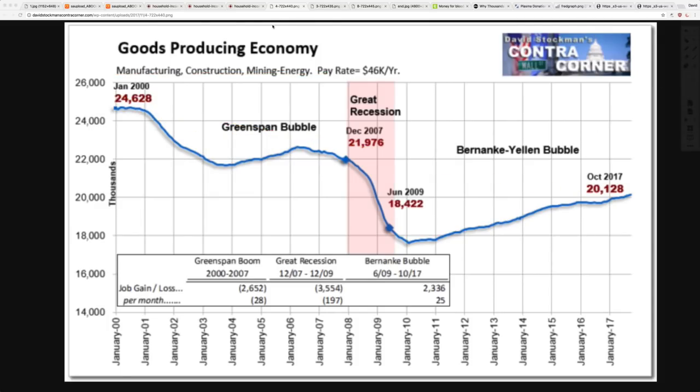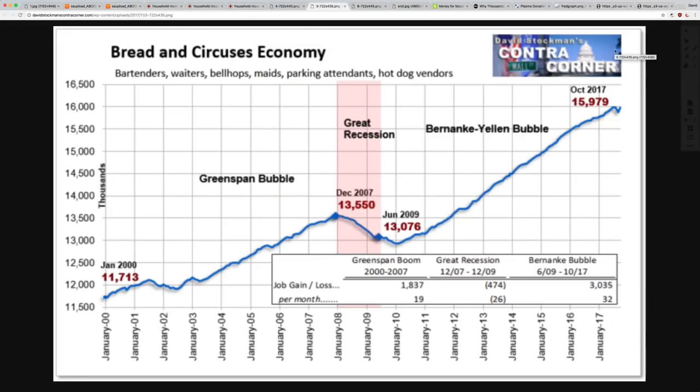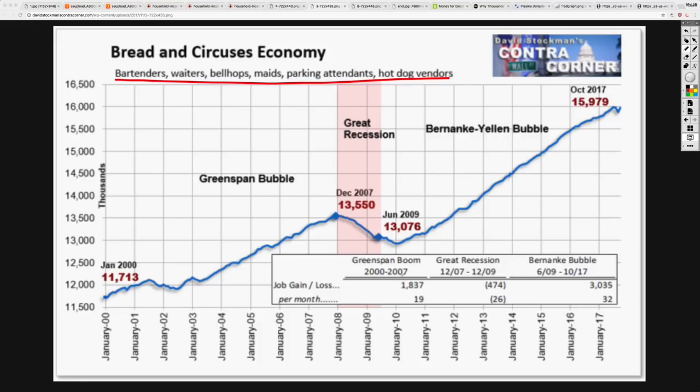All right. Now, when we look at different sectors here, bread and circuses economy. Bartenders, waiters, bellhops, maids, parking attendants, hot dog vendors. This has increased dramatically in comparison anyway. And while there was some level of decline, it seemingly did not change as much as, let's say, manufacturing, for example. So that's not a good thing.